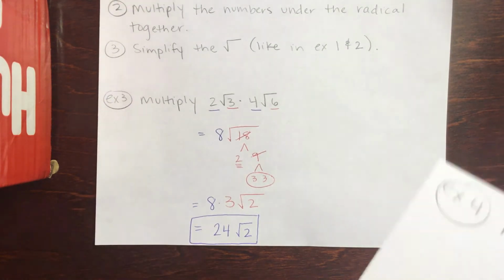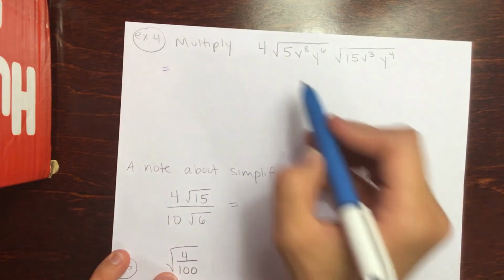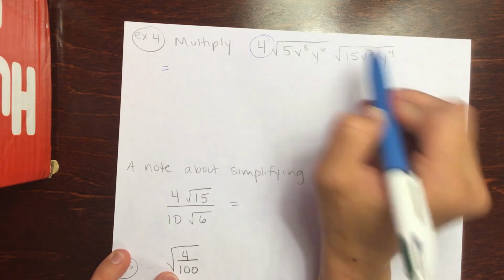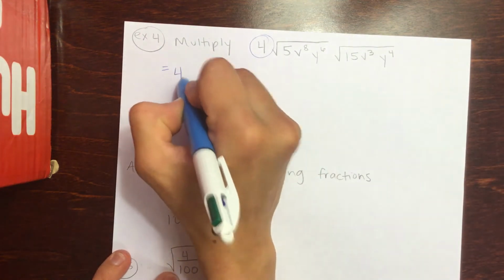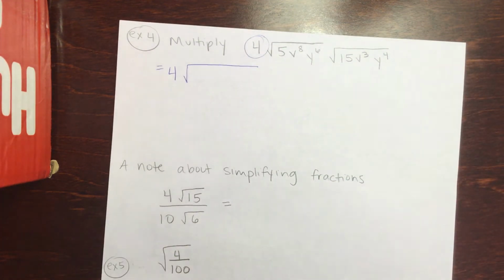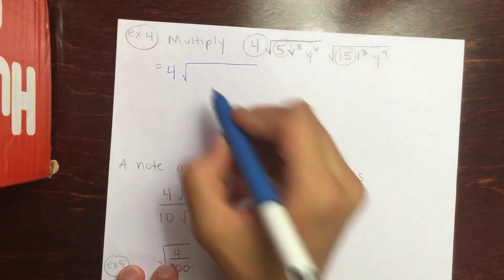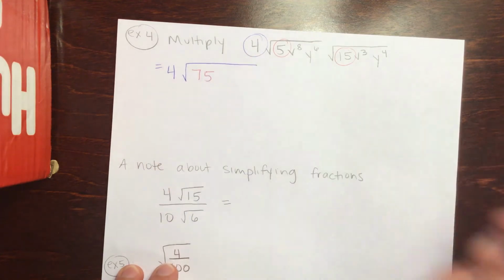Let's do one that has variables in it. Any numbers that you have in front of your square root, you want to multiply them together. So all I see is this 4, there's nothing else here, so I just have a 4 on the outside. Anything that you have underneath your square root, multiply them together. So I have a 5 and a 15. 5 times 15 is 75.